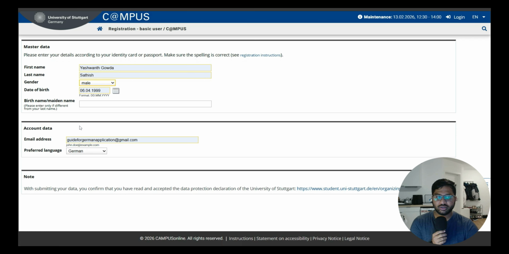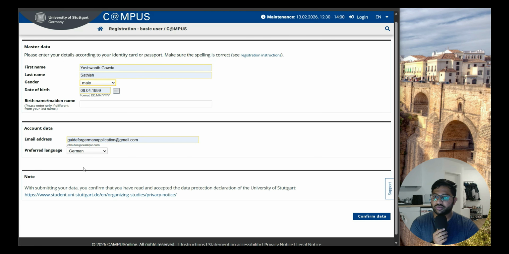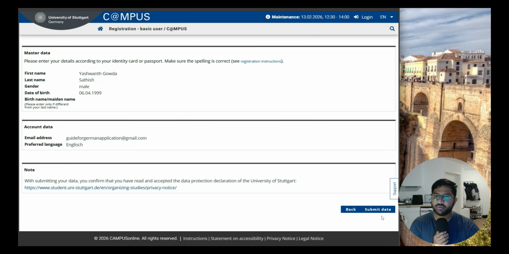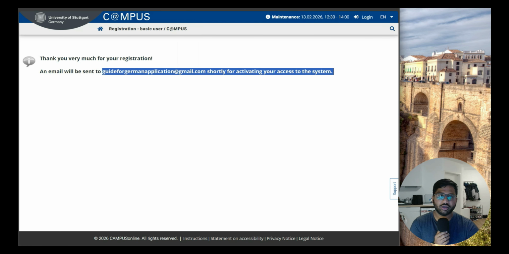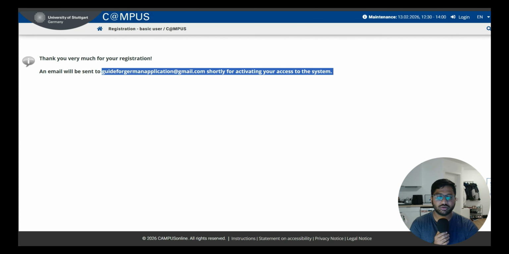Now I have basically filled in everything that they need. After filling in all this information, you can check the preferred language in which you want to be contacted. Then you can click on confirm data. Once you click on confirm data, you click on submit data. So, thank you very much for the information. An email will be sent to the email address that you have mentioned here, which will be Guide for German Application, which is our email address. Then we will wait for the email to appear. Then we will continue from there.